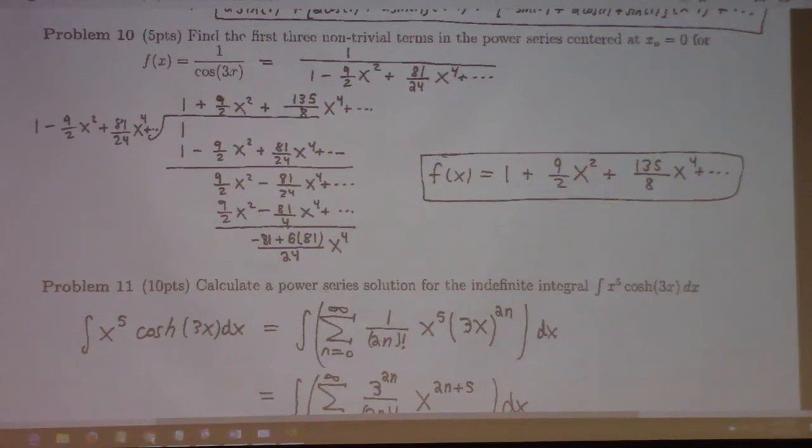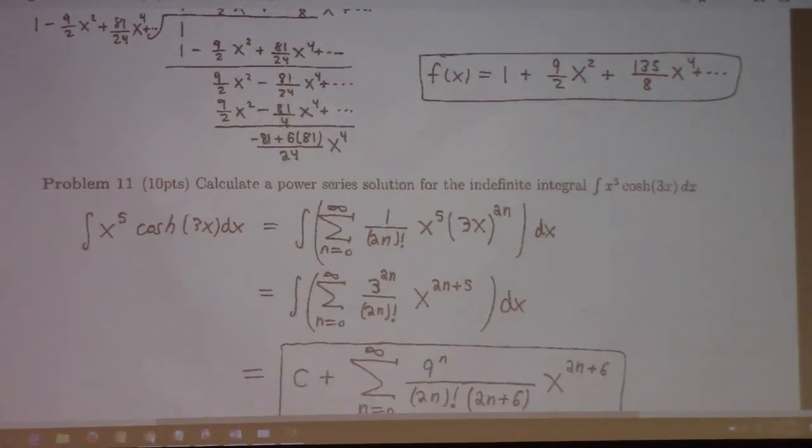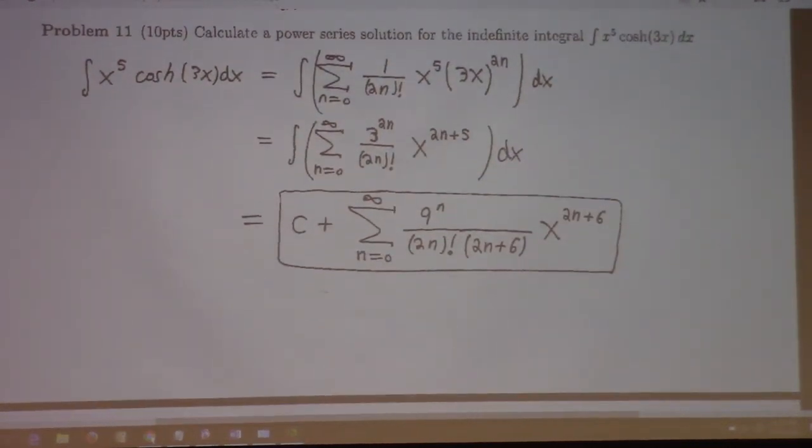So division of series is important because you can't always work around things by Taylor's theorem. Did you guys get this one? I hope you got this one. Or if you didn't get this, I hope you can see how to do it after we talk about this for a minute or two.